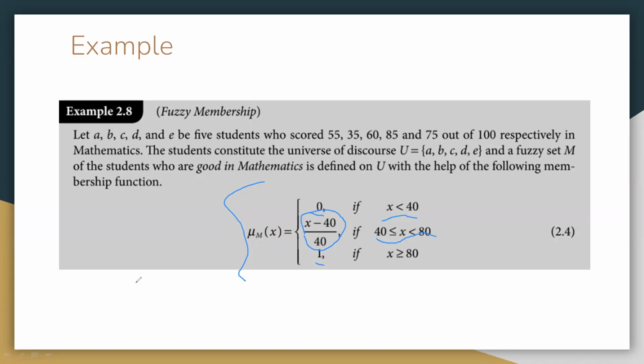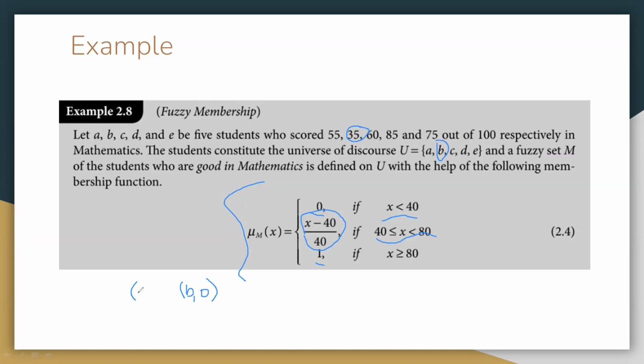So what we do here is we can write it in pairs like this. Suppose you have a value less than 40. Say for the student B, you can see that he got a mark of 35. So that is less than 40, right? So the membership value of B is 0, like this. Similarly, you have to find out for A, C, D, and E. I just pointed out the simplest one first. B has a membership value of 0.